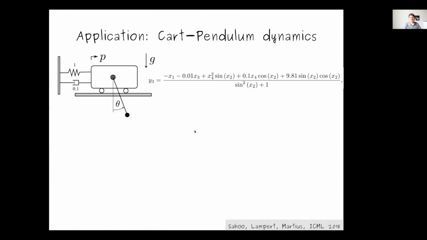Okay, now a little bit of an application to this model predictive control. 5 minutes left. Yes, good.